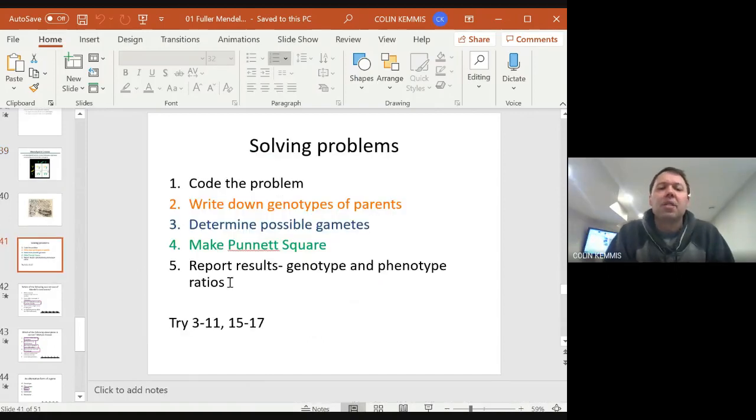And then step 5 is figure out the answer. So this could be in a chart. This could be a ratio. This could be percentages. Look at what the teacher or the problem is asking for. Sometimes they'll just ask for phenotype. Sometimes they'll just ask for how many of each color. Sometimes they'll ask for the genes and the phenotype. So pay attention. Figure out a good method for this.